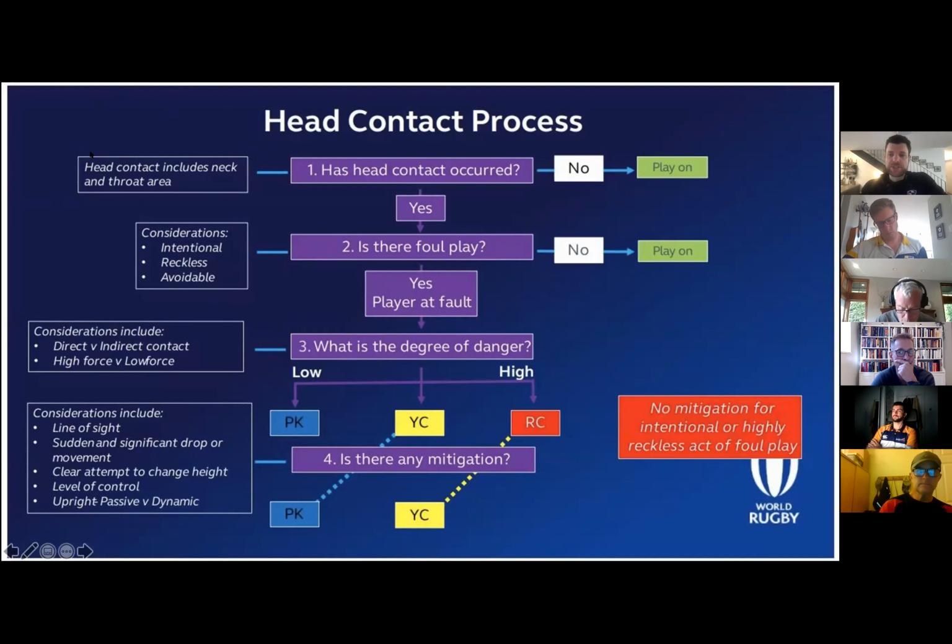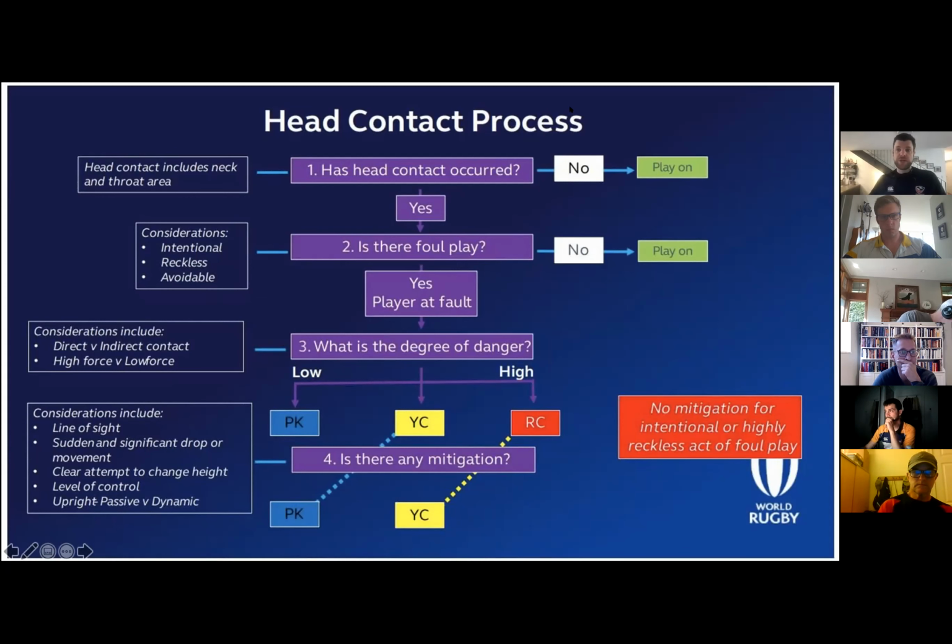So World Rugby's correct answer for this, if you want to call it a correct answer, is yellow card. And the reasoning, if we approach that at the framework, we actually have clearly indirect contact but high force. And in addition, there's absolutely no mitigating factors here because this is effectively a late tackle. So we've got aspects of this which is late, and we have indirect contact.